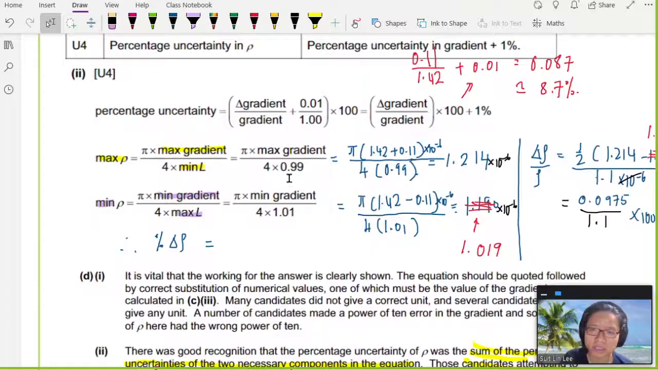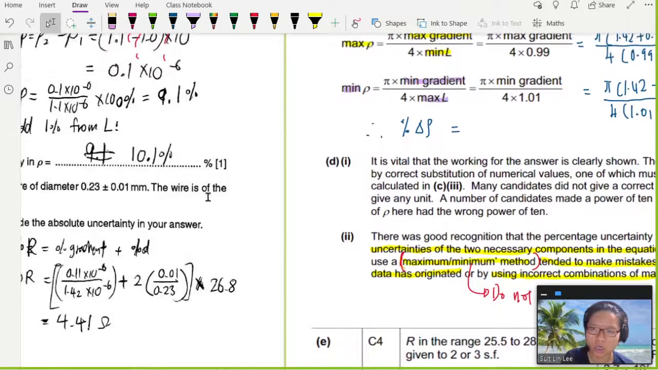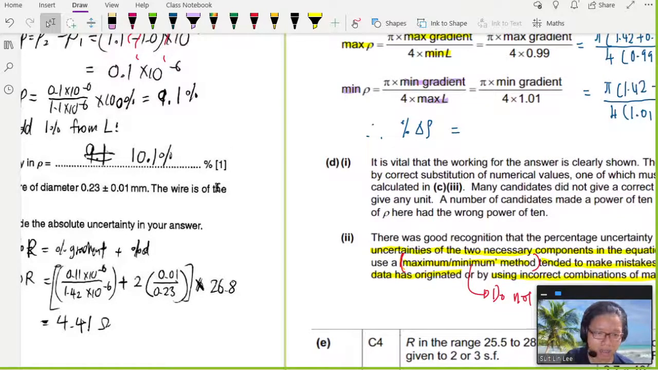Third problem here is what happens if for your gradient you didn't take max min, you go and take max max, or you take min min. So this is an example of an incorrect combination of maximum and minimum values. So much work, 1 mark.